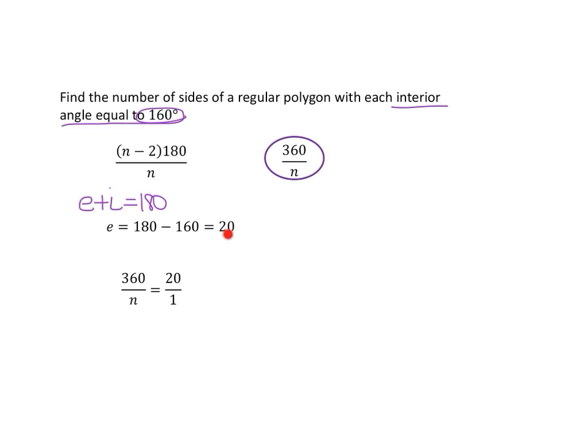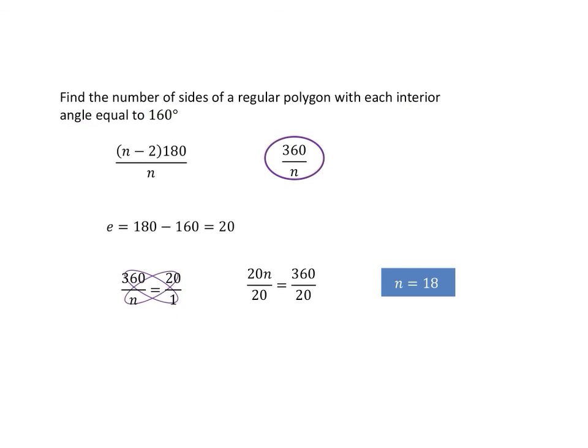Once you know the exterior angle, you can set up a proportion. So we have 360 divided by n, that equals each exterior angle, so then put that over 1. Then you cross multiply, getting you 20n equals 360. Divide both sides by 20, so we have an 18-sided figure.